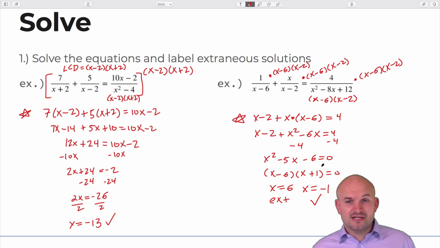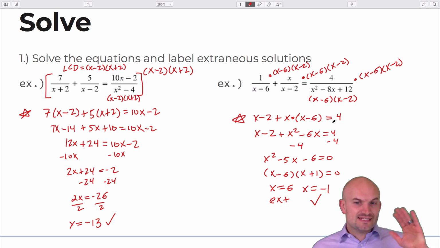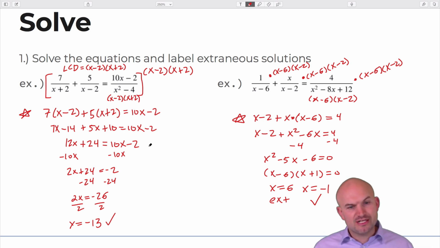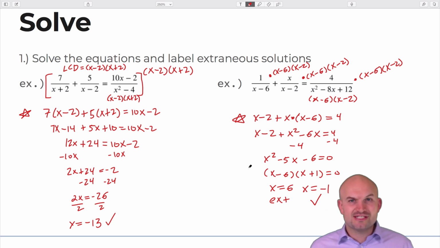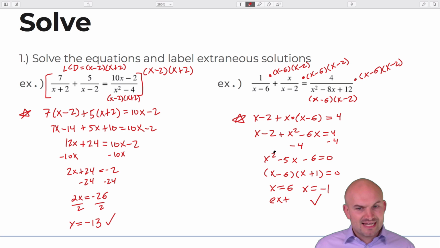The difference here is in the second example, when I multiply by my LCD, my simplified equation is not linear. It is a quadratic. So that is a different process that we need to do to solve quadratics compared to linear equations. And a lot of students, once they get used to doing linear equations, they kind of totally forget what we did for quadratics. Quadratics have an x that's squared and a linear x, right?